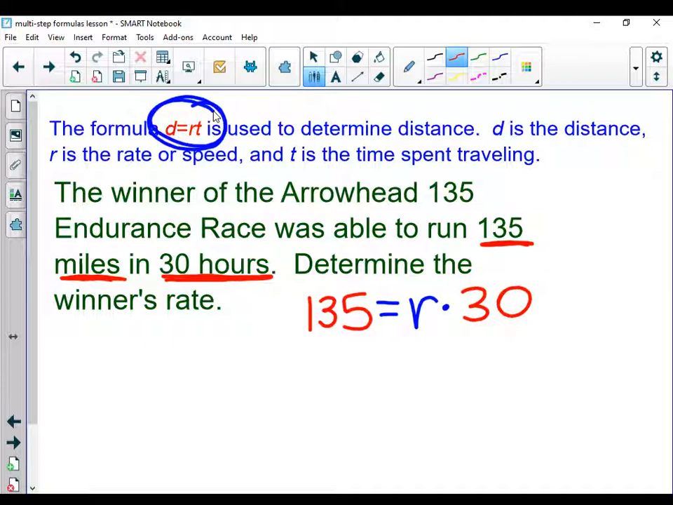Now, I hope you didn't forget the steps. Distribute, like terms, add or subtract, multiply or divide. Bryn, would we divide by 30? Hey, look! Here's multiplying. How do you undo multiplying? Divide.